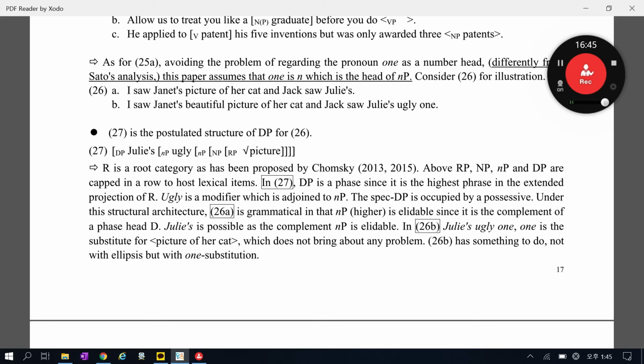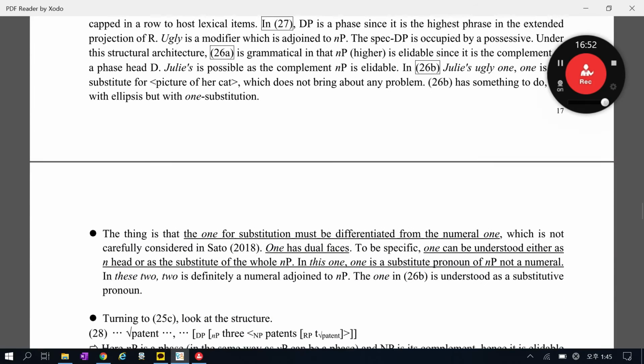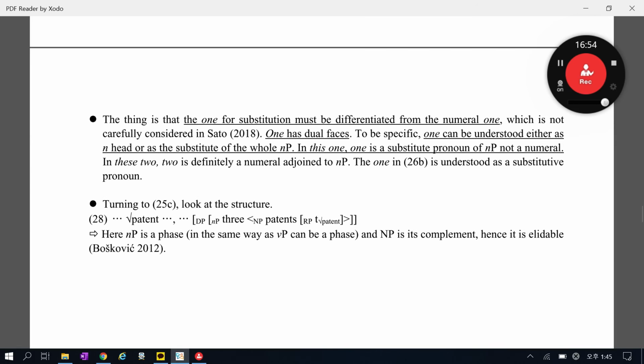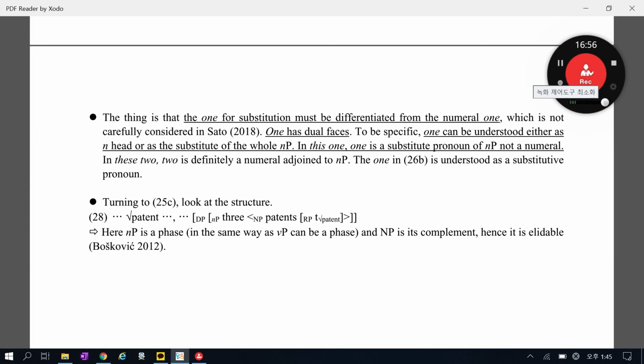26b has something to do not with ellipsis but with one substitution. The thing is that the one for substitution must be differentiated from the numeral 1, which is not carefully considered in Sato 2018. One has dual phases, as we know. To be concrete, one can be understood either as the little n head or the substitute for the whole np.